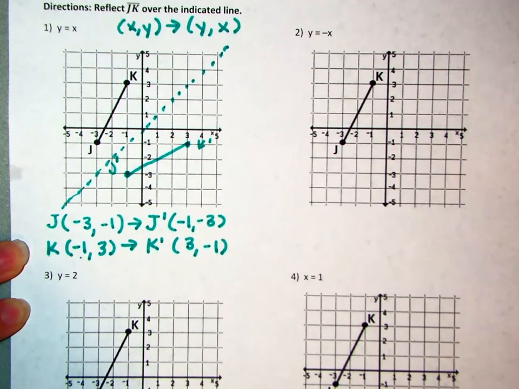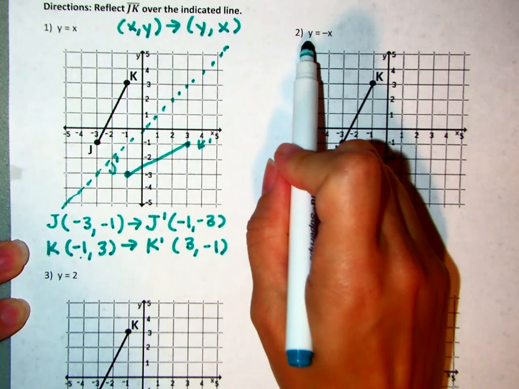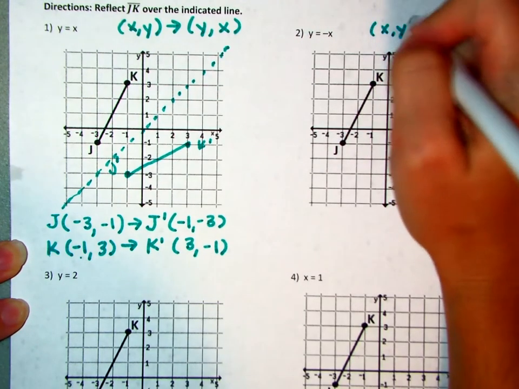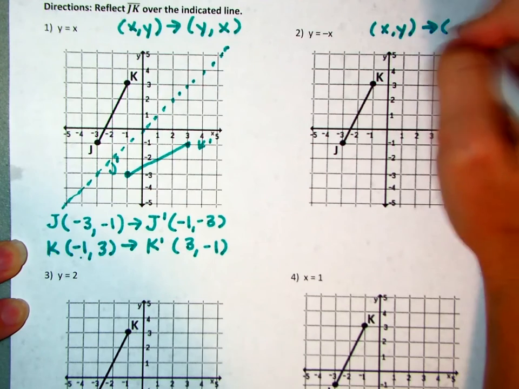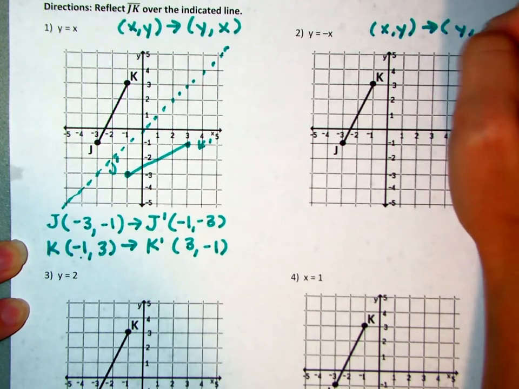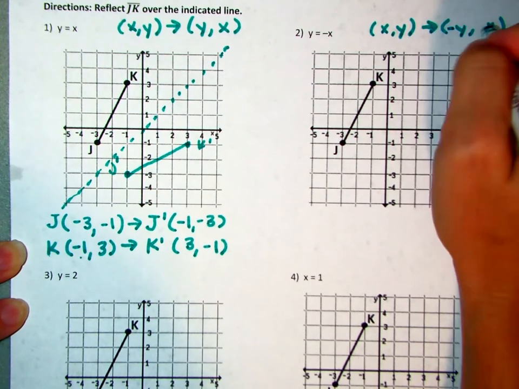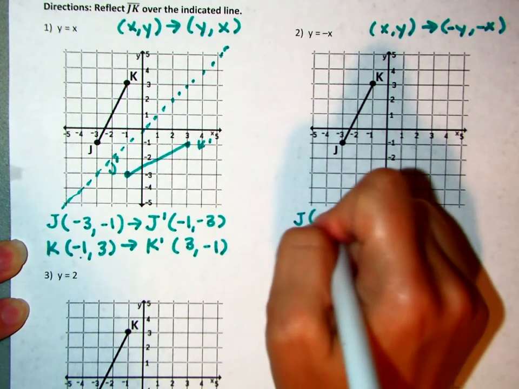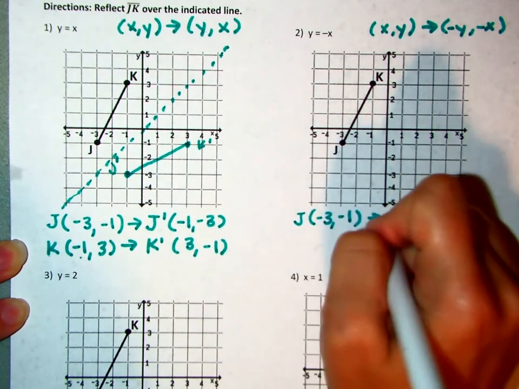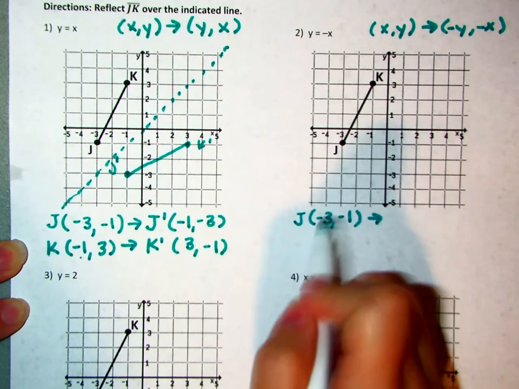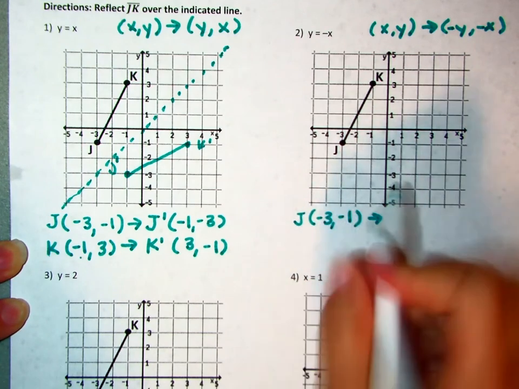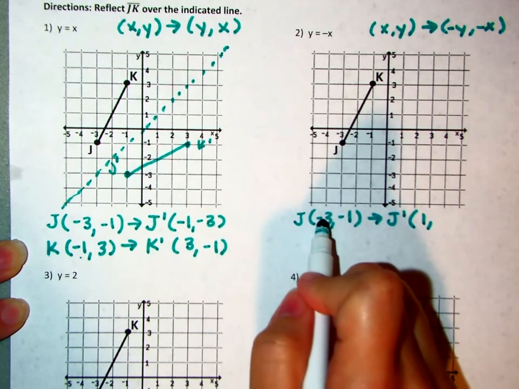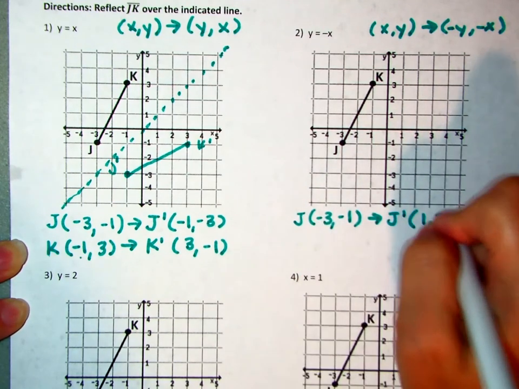On number 2, same idea, except this time we're reflecting it over the line y equals -x. Anytime that happens, you take your x and your y, and not only do you switch them, you also do the opposite of whatever their value was. So let's start with J, which was at (-3, -1). We'll flip the x and the y, but we also want to do the opposite. So this -1 becomes my x, and its opposite is 1. This -3 becomes my y, and its opposite is 3.